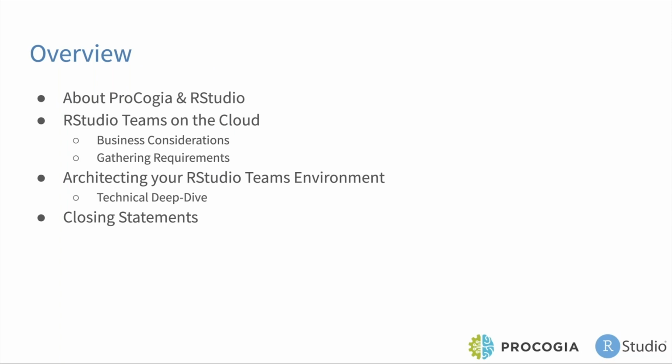Just to give a quick overview of how the presentation is structured. First, I want to give a quick introduction and overview of ProCogia, what we do and how we work with RStudio. Then I'll give a brief overview of how we tackle working with companies that want to get RStudio teams integrated on their cloud platforms, some of the business considerations that go on there, and also some of the requirements that we look to gather when we're trying to architect the ideal solution for our customers. And then I will pass it over to Oisin, and Oisin will talk about the more technical intricacies of architecting that solution for RStudio teams environments and the different solutions that customers can deploy in the cloud. And after that, we will just close up the presentation and give out some useful links for people to investigate in their own time.